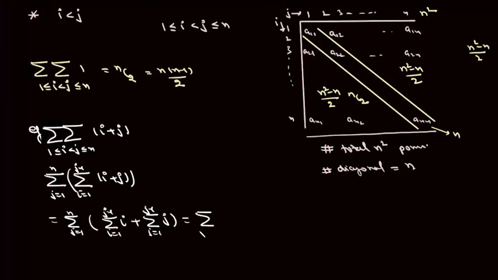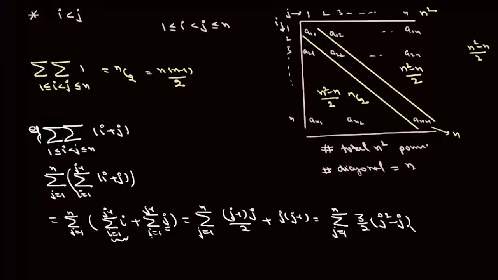Now this summation, j varies from 1 to n, is simply summation r, so it will be n plus 1 by 2. So it will be j minus 1 into j by 2, and plus, now this j is constant because the index here is i, so it will be simply j into j minus 1. So it will be this summation, j varies from 1 to n, 3 by 2 j square minus j.